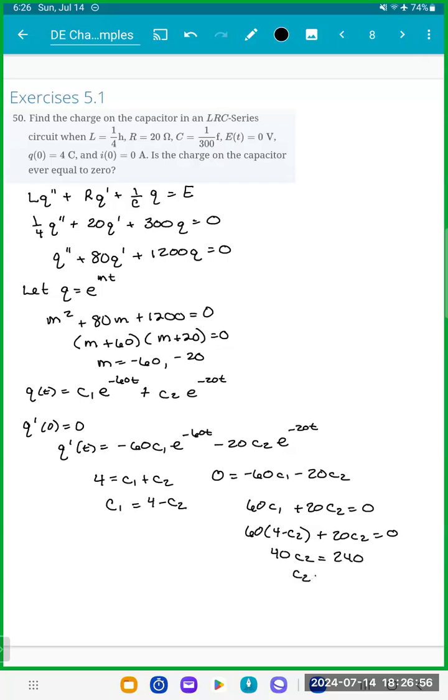So C2 is equal to 6. We can come back and plug that back in over here, and we get that C1 equals 4 minus 6. So C1 is equal to negative 2. So our general equation then is negative 2 e to the negative 60t plus 6 e to the negative 20t.